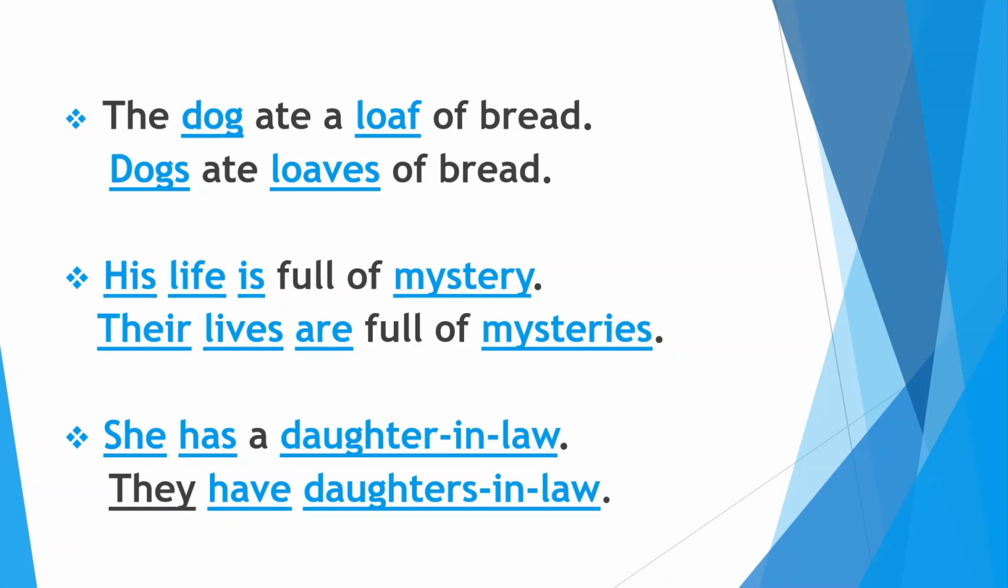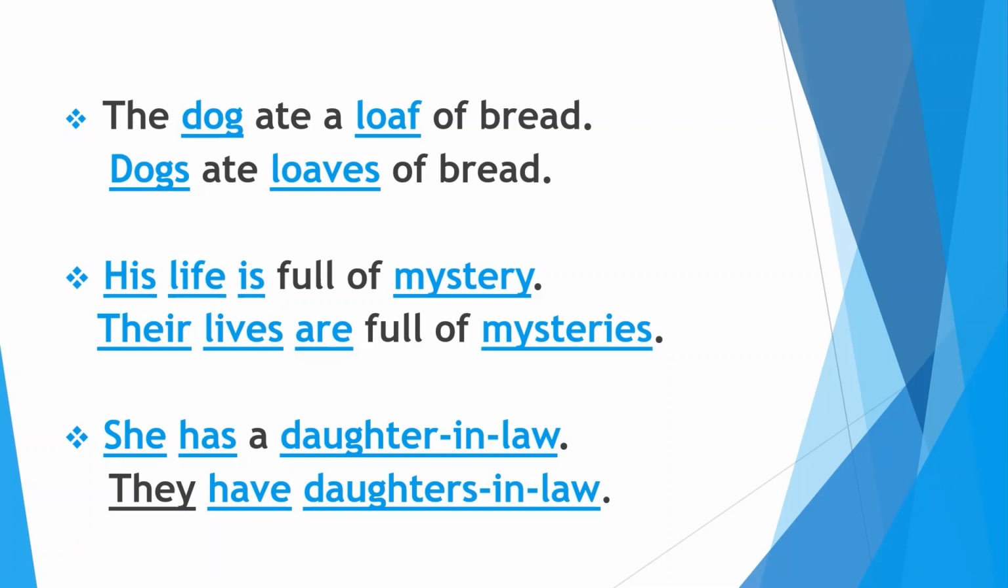Now you can see that the plural form of his is their, the plural form of life is lives, the plural form of is is are, and the plural form of mystery is mysteries. So you know that for the plural form of life, if the last letters are fe, then in place of f you have to write v and then es. So the plural form of life is lives and the plural form of mystery is mysteries. So the correct plural form of the sentence is: their lives are full of mysteries.